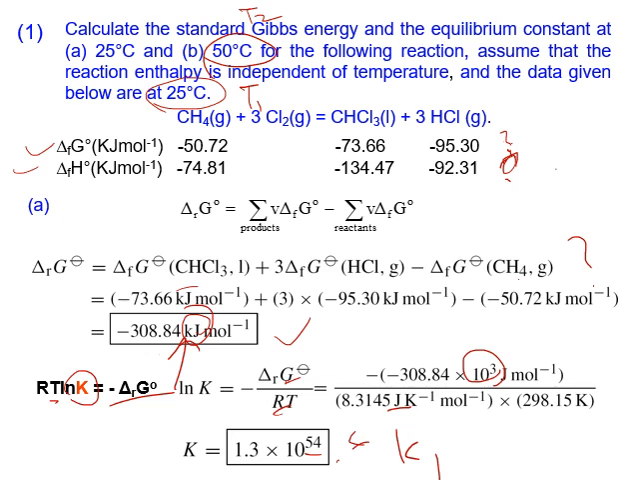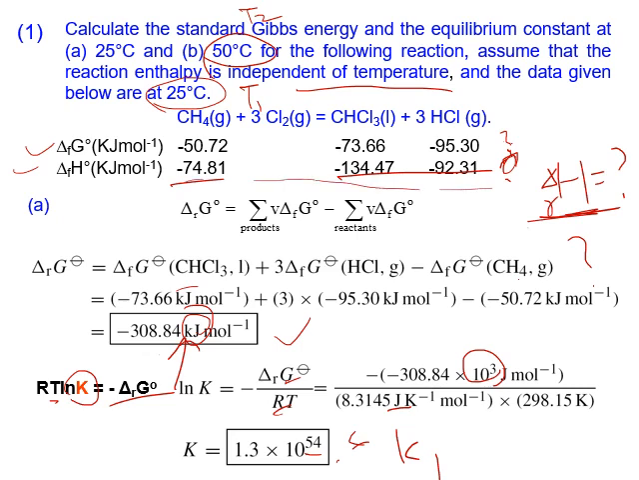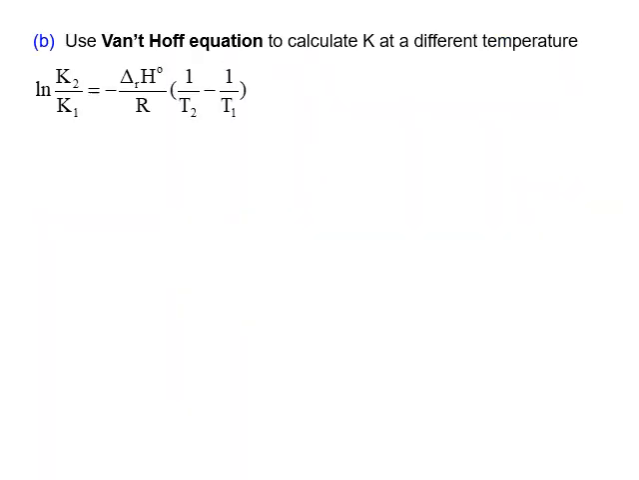But in the equation, we still need to calculate the delta H, the reaction enthalpy. First, we need to calculate this one. This is calculated by the formation enthalpy of products minus reactants. And note that it is independent of temperature. So the formation enthalpy calculated at 25 degrees can be used for 50 degrees, for the whole temperature range. So in this Van't Hoff equation, we need to calculate the reaction enthalpy.